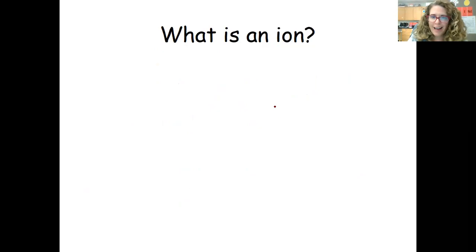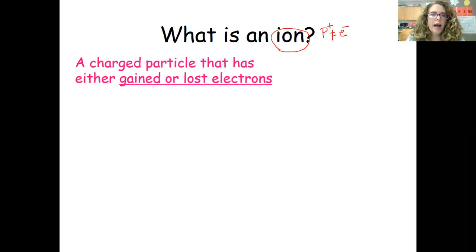So now what is an ion, right? An ion is not an atom. This tiny little word you want to make sure you pay attention to. When you see ion, you write down protons do not equal electrons. The positive does not equal the negative. So an ion is considered a charged particle that has either gained or lost electrons, which leads us to an overall charge of either positive or negative, right? So the protons do not equal the electrons.